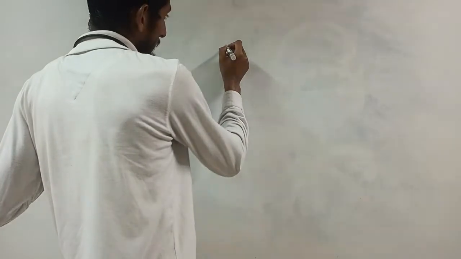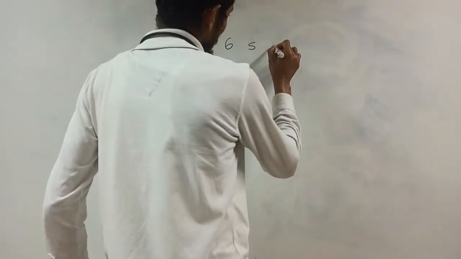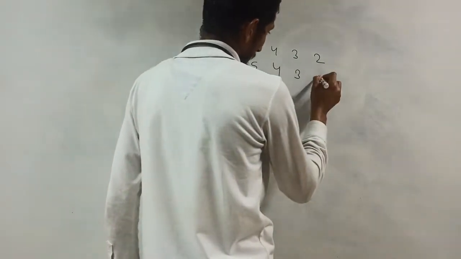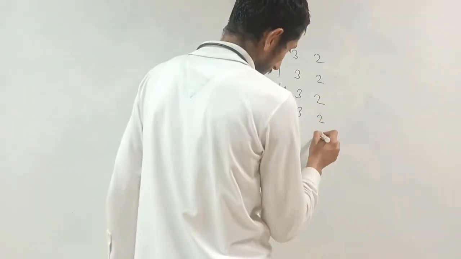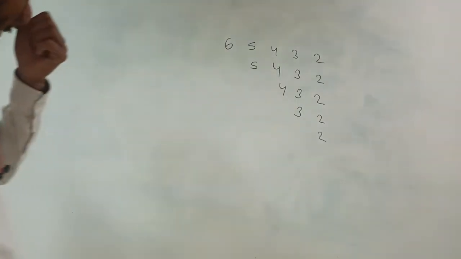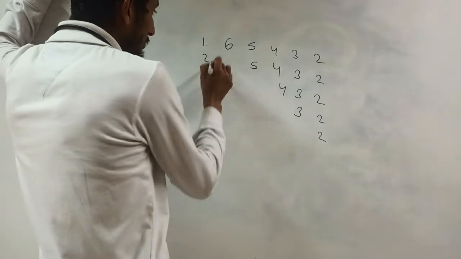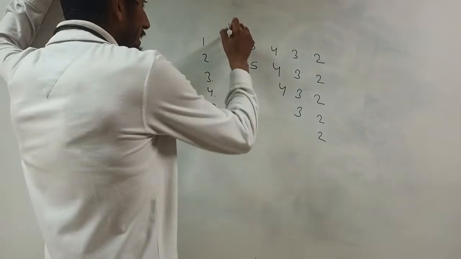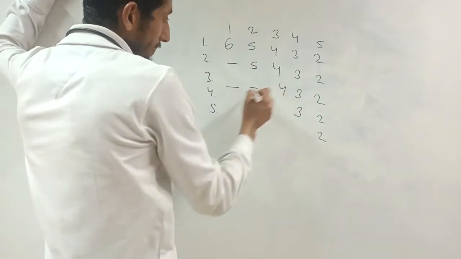So let me show you one more program. This is the pattern we have to print. So first of all, you have to see how many rows we have. I have 5 rows. Or how many columns we have? I have 5 columns. So here you have to print space.